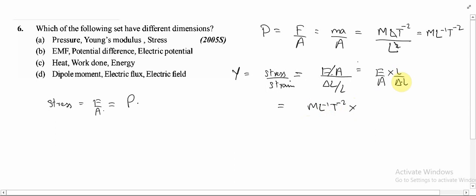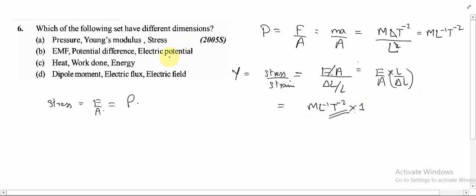Now L by delta L is a dimensionless quantity, right? Because both are length, so it's a dimensionless quantity. So now again we have got the dimension of Young's modulus as the same as the dimension of pressure, that is same as the dimension of stress. So all these three quantities have the same dimension.